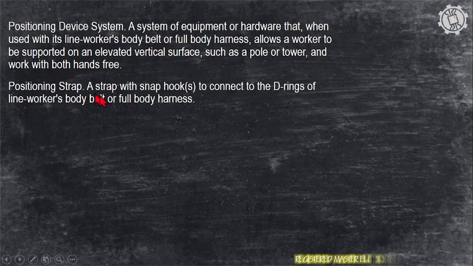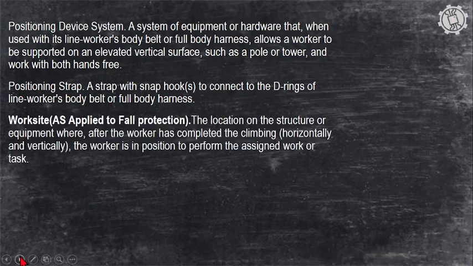Then the positioning strap, a strap with snap hooks to connect the D-rings of the line worker's body belt or full body harness, no? So ito yung strap, no, which connects our full body harness with the belt.